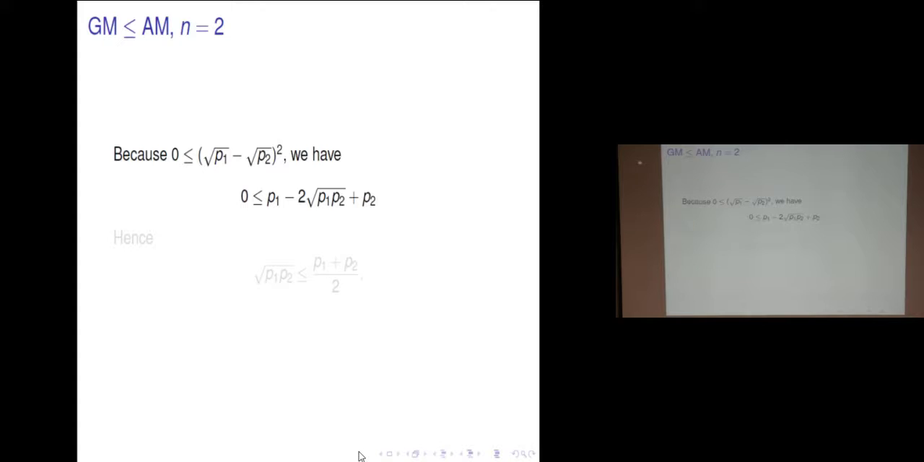I want to show this, the n equals 2 case of geometric mean less than or equal to arithmetic mean. Consider this square: square root of p minus square root of q, squared. As we said before, this is always non-negative. Then you expand this square, and you get this number, which is always non-negative. Then you can move this term to the left and divide by 2. So you get the n equals 2 case of geometric mean less than or equal to arithmetic mean.